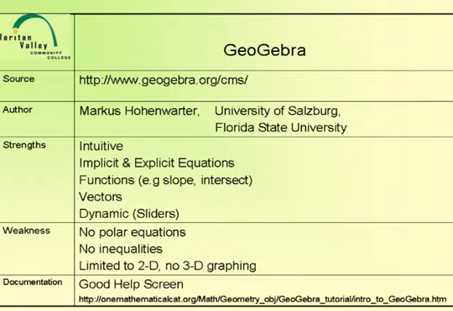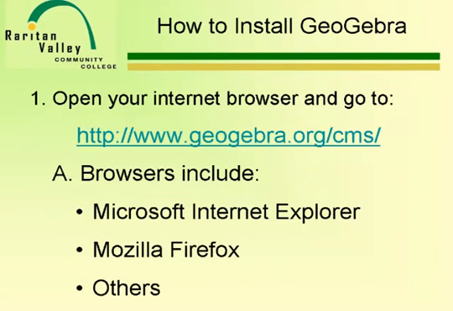Some of its weaknesses: it does not do polar equations, nor does it do inequalities, and it's limited to two-dimensional graphing. It does not do any three-dimensional graphing. It has some good help screens available, although sometimes you need to go out to the web and find some information on your own. So how do we install GeoGebra?